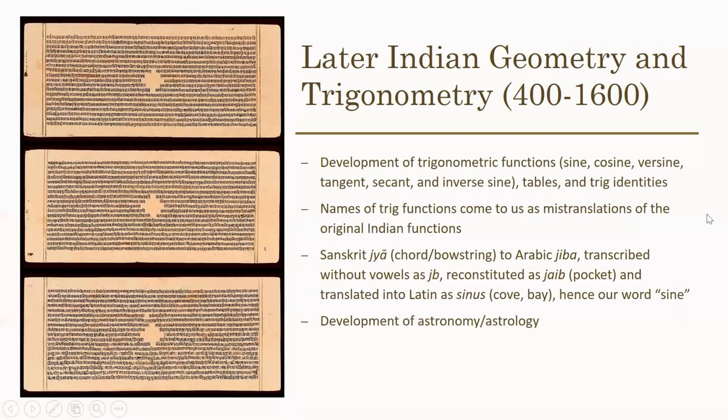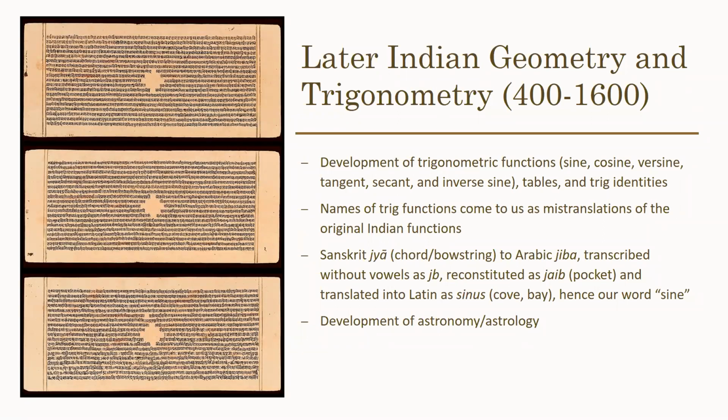Later in the period, between 400 and 1600, they developed the trig functions: sine, cosine, versine, which is one we don't use today, tangent, secant, and arcsine. They had trig tables. They had trig identities.